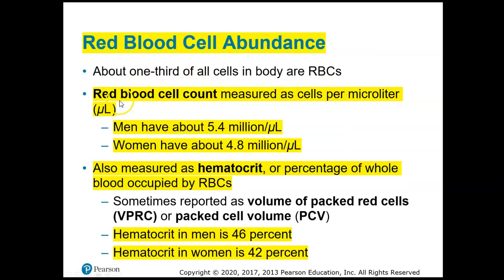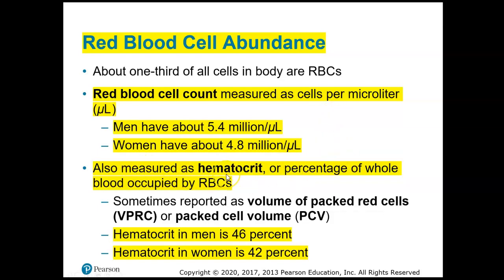So how we determine the abundance of red blood cells, we can do a red blood cell count. Men typically have 5.4 million red blood cells on average. Women have 4.8 million red blood cells on average. That's partially hormonal because men have more testosterone than women.